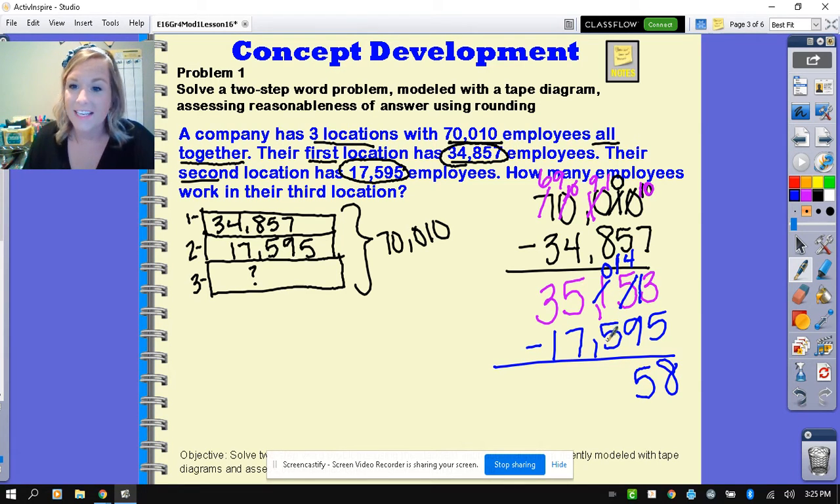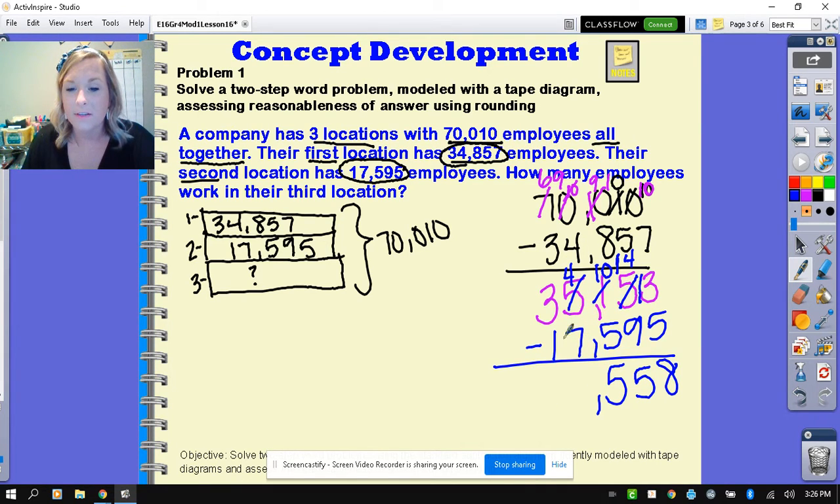0 minus 5, I can't do. I can't take 5 away from nothing. So my 5 becomes a 4, my 0 becomes a 10. 10 minus 5 is 5. I'm going to put my comma there so I don't forget that I'm in my thousands place value.